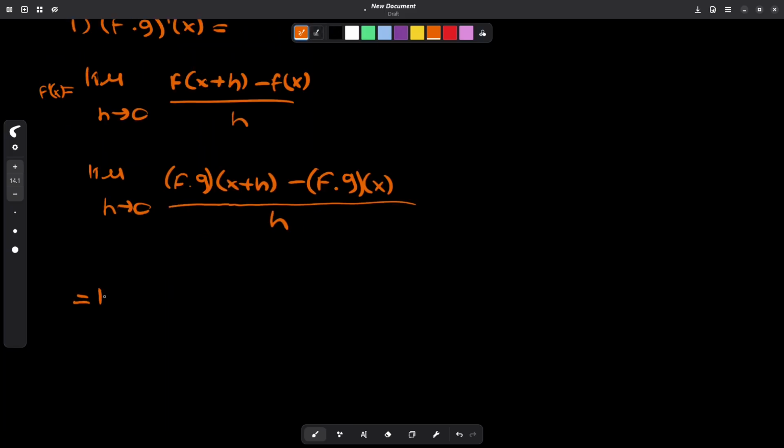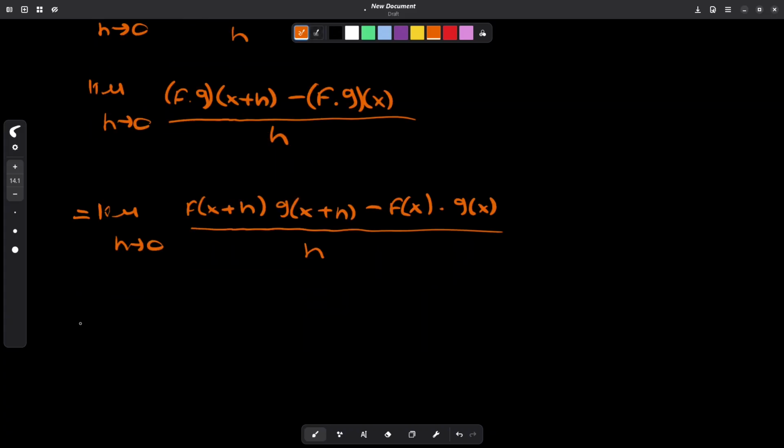We will write this as limit h approaches 0, f(x+h) times g(x+h) minus f(x) times g(x) over h. Now, the thing I'm going to do from here is not that easy to see, but after doing it, you will understand why it works, why it is the right process, right? I am going to do a little trick here.